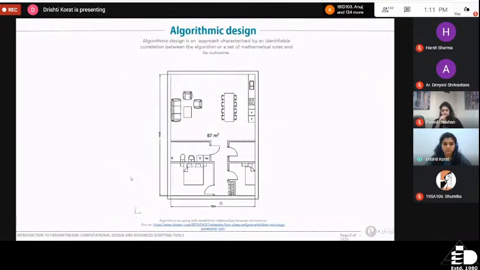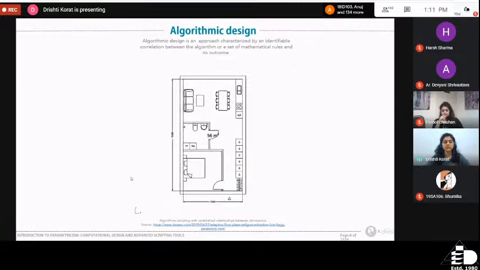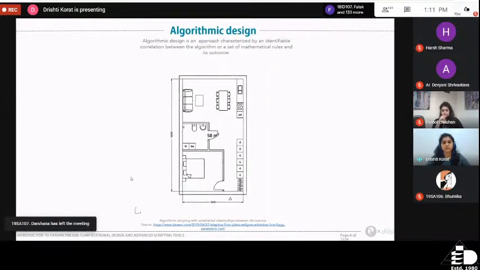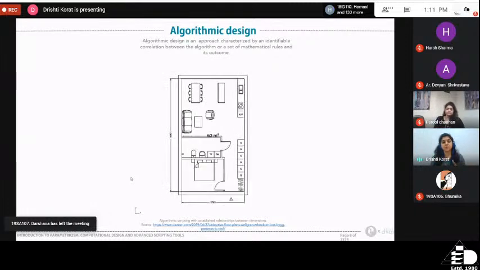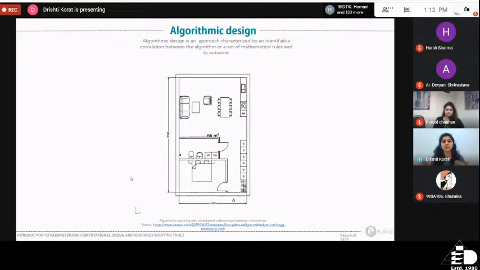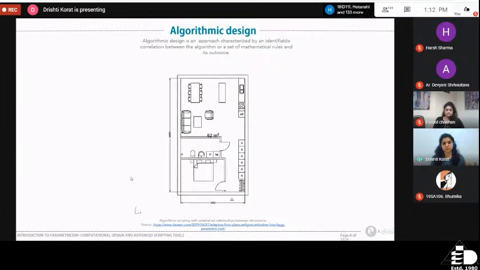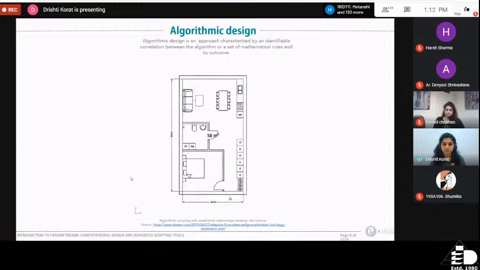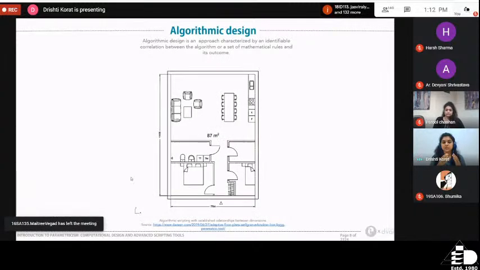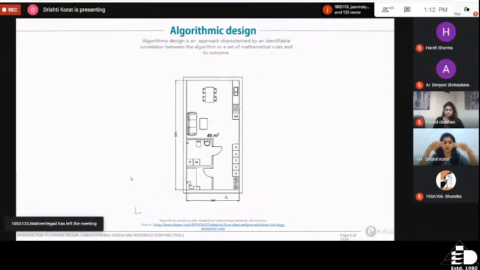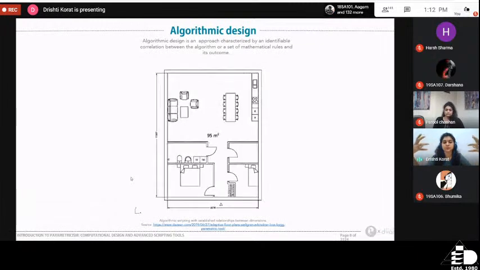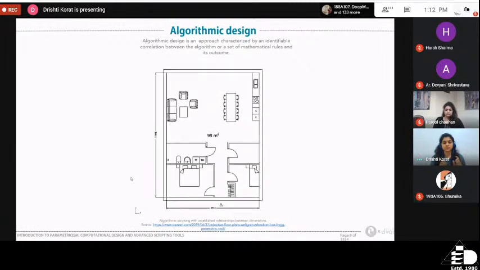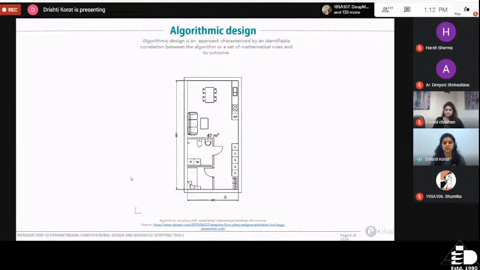When we look at algorithmic design, it falls under the larger umbrella of computational design, but this focuses more on the relationship between elements of a geometry. For example, here you can see that I have this apartment, and as and when the boundary condition or the periphery of this design changes, the relationship between the elements within that boundary changes.